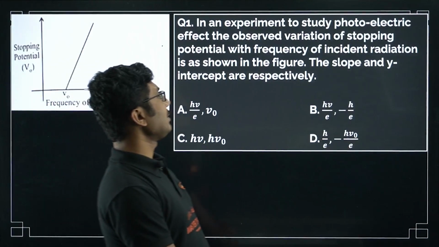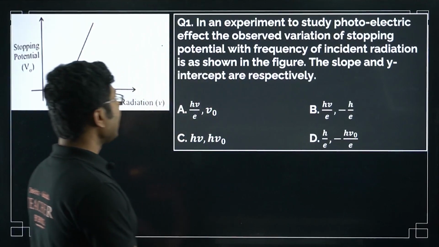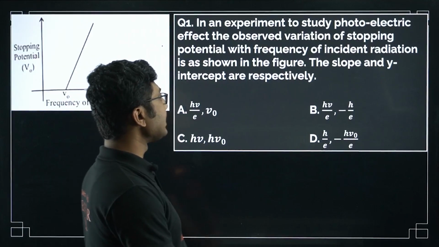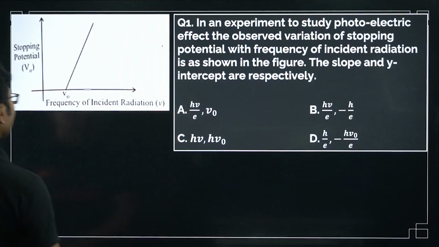In an experiment to study the photoelectric effect, the observed variation of stopping potential with the frequency of the incident radiation is as shown in the figure.